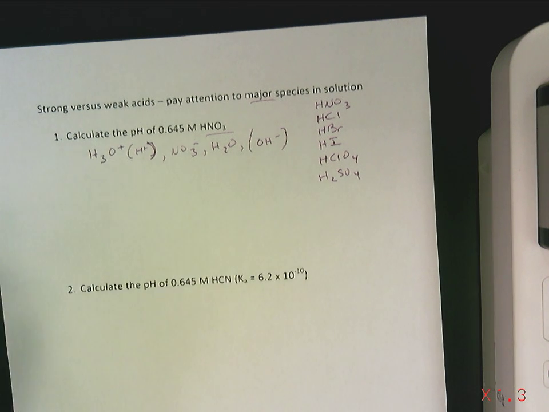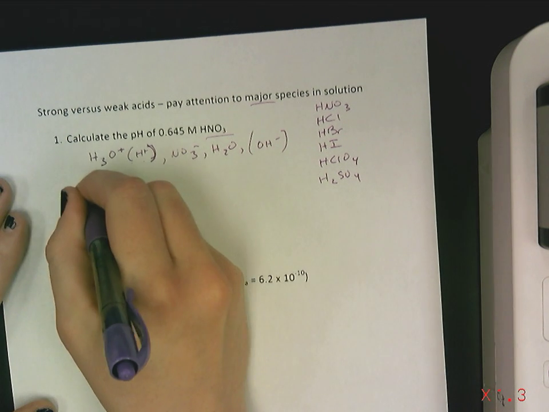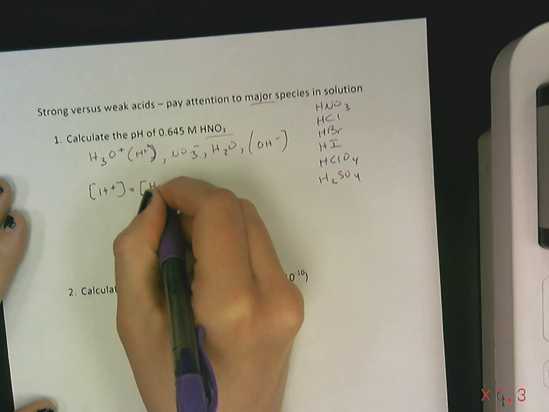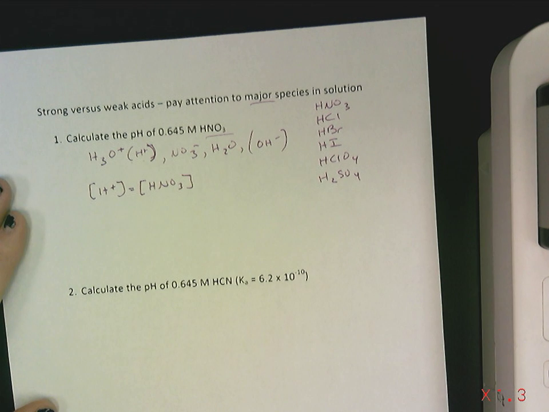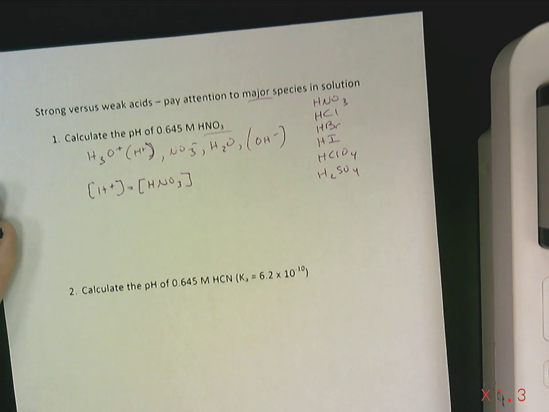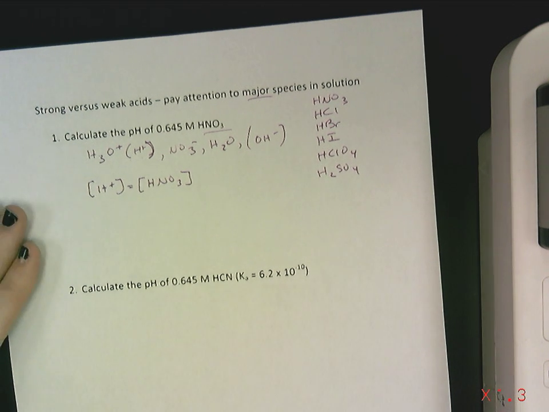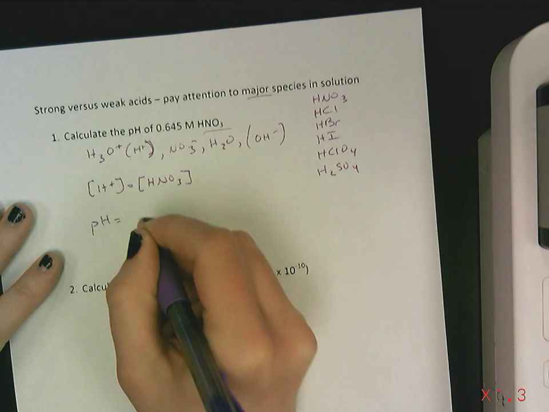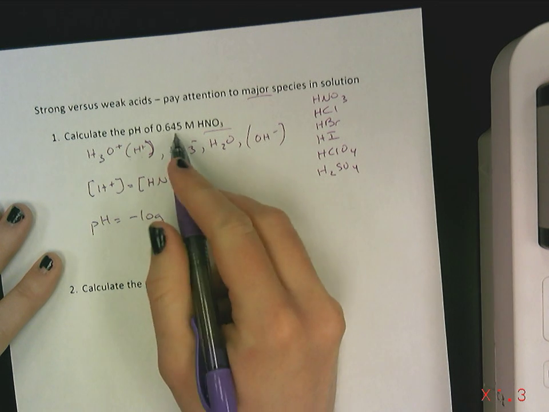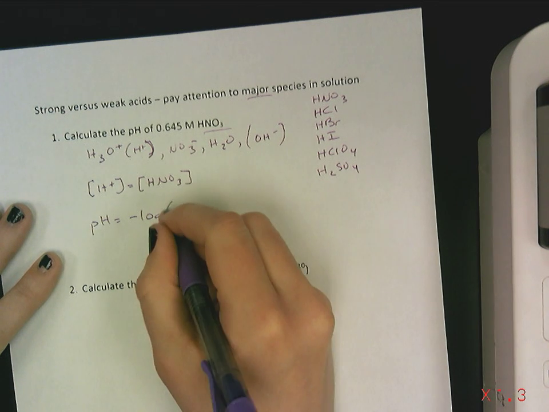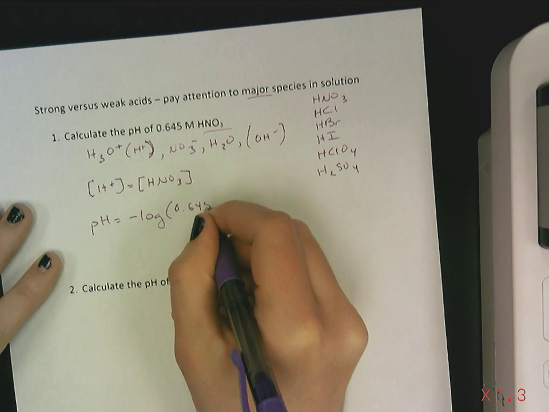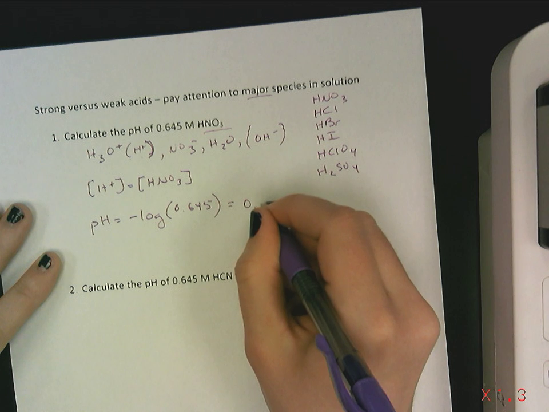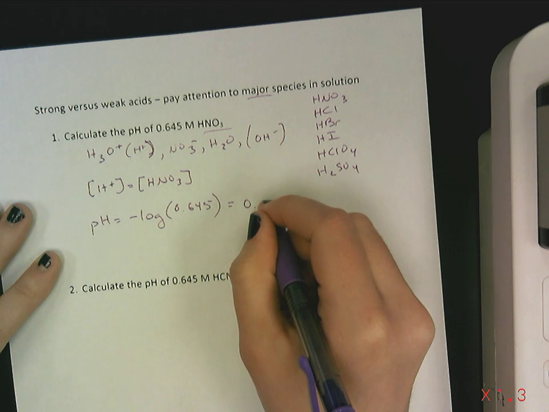Because this is a strong acid, in this case the number of H+ ions is equal to the concentration of HNO3 molecules, right? Because it's going to dissociate completely. So those two things are equivalent. What that means is that pH is just going to be equal to the negative log of the concentration of HNO3 that's given, because that is the same as the concentration of the H+ ions, and thus the pH we can calculate as 0.190.